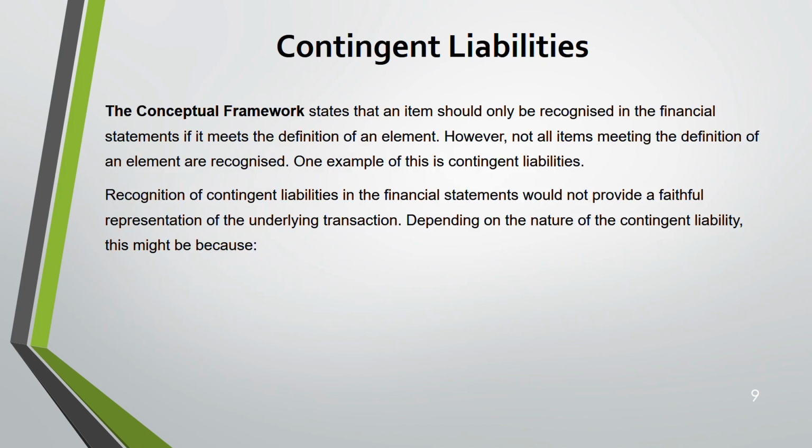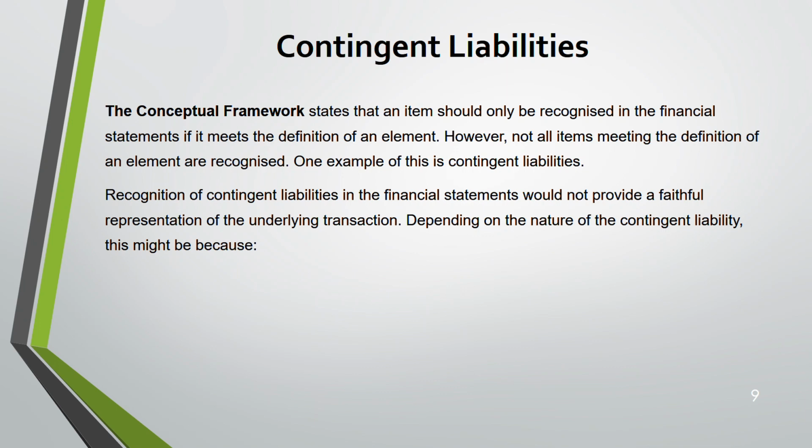Now let us go to the conceptual framework. What does the conceptual framework say? It says you only recognize an item when it meets the definition of an element. There are 5 elements: asset, liability, income, expense, equity. If it meets any of these 5 definitions, you recognize it, otherwise you don't. But not all items that meet the definition of an element are recognized. One example is the contingent liability. If you recognize a contingent liability in the financial statements, it will not give a faithful representation.